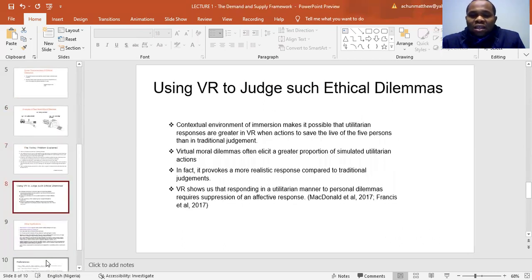That is why there is a need to use virtual reality to judge such ethical dilemmas. When you use virtual reality, you see the utilitarian response is greater. Why? There is no personal connection, there is no emotional sentiment in judging the moral issue. In fact, virtual reality provokes a more realistic response compared to traditional judgments.